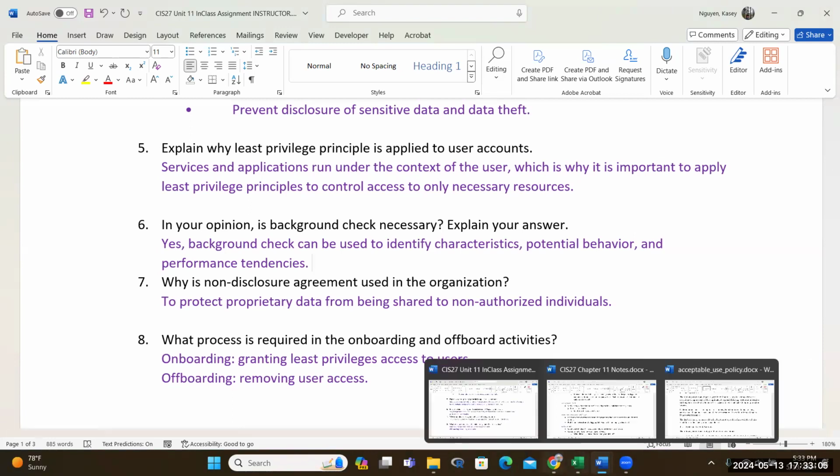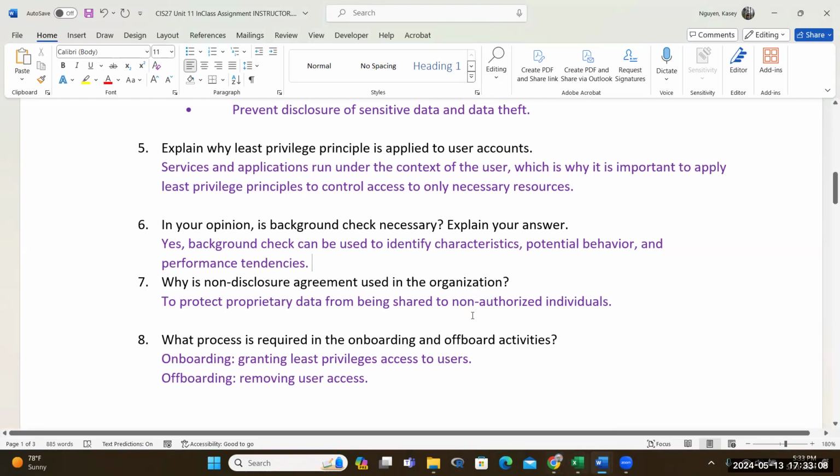So, onboarding and offboarding process. Onboarding is when we might have new employees or people who need new access. That means that we would be granting them access to the system. So the users would then be granted least privilege, what they're only allowed to do. And then when we're offboarding people, whether they're retiring or they're being dismissed or they have left the company, we are going to remove the user access.